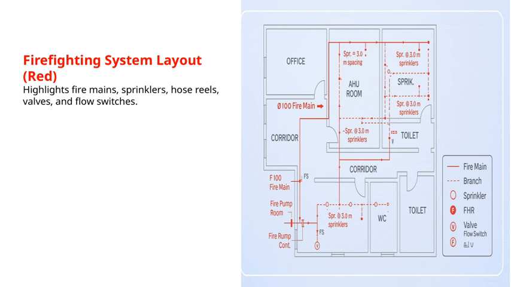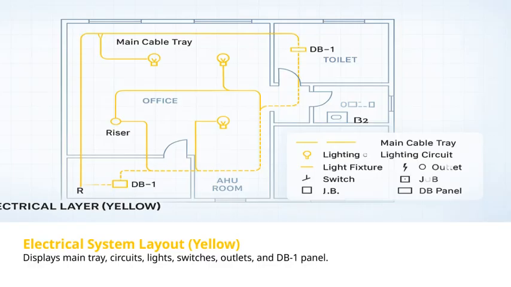Lastly, flow switches are sensors that detect water movement within the system, alerting us to any discharges that could indicate a fire. All these elements work together seamlessly to ensure rapid response and effective fire suppression. Understanding this layout is essential because it highlights how each part contributes to the overall safety and readiness of the facility. Let's take a closer look at the electrical system layout highlighted here in yellow.